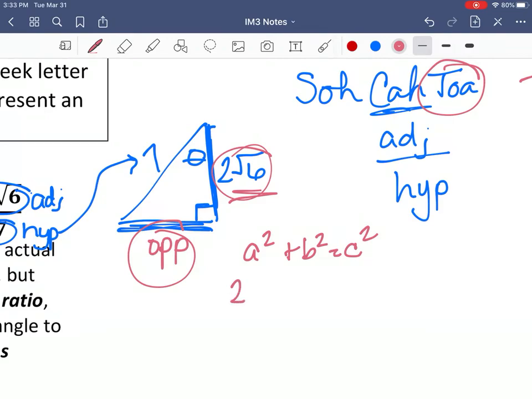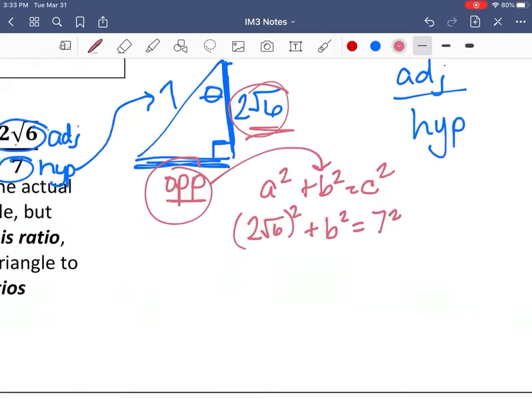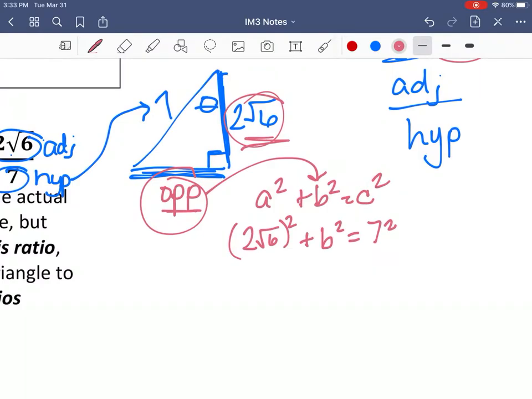So I'm going to take 2 root 6, square it. The opposite side, I'm going to call B, and I don't know it. And C is always your hypotenuse. So 7 squared. So this is why we did that little radical review. So 2 root 6 squared. I have 2 squared and then root 6 squared. Well, 2 squared is 4. Root 6 squared is 6. 4 times 6 is 24. So that whole thing is 24. Plus B squared equals 7 squared, which is 49.